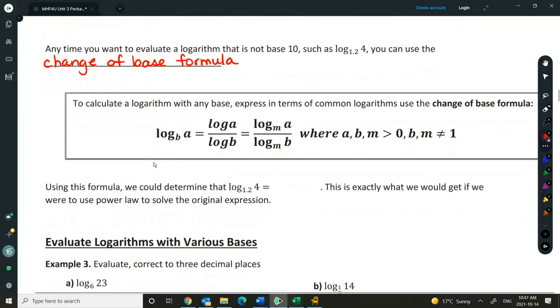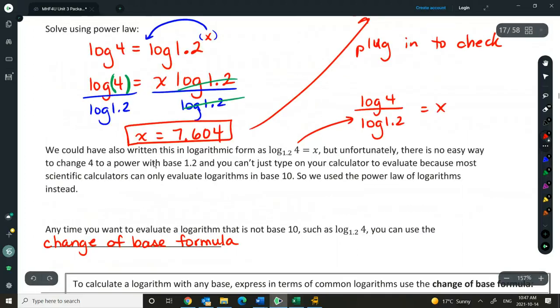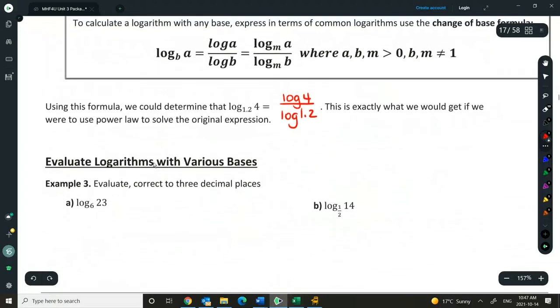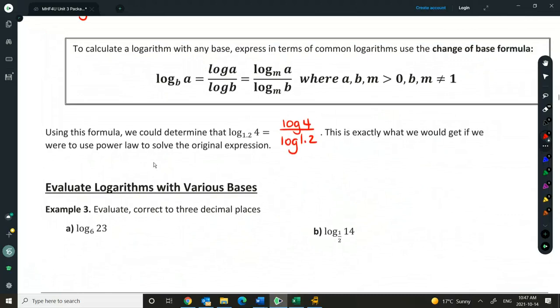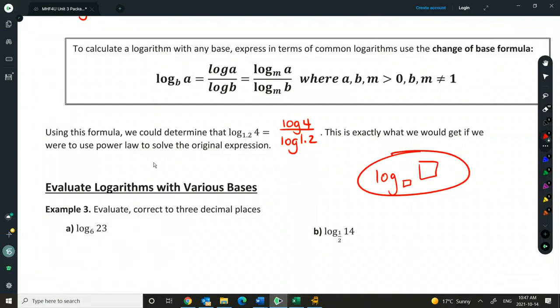This will be true. So using this formula, we can determine that log base 1.2 of 4, as I wrote above, is log of 4 over log of 1.2. And that's exactly what we calculated when we used power law. So it's two different ways to calculate when you're solving an exponential expression. It's also the way that you're going to calculate any logarithm in your calculator if you don't have this log button. But even if you have this log button, you need to know this rule. So you should know how to use the regular log button or that log with the little box button.